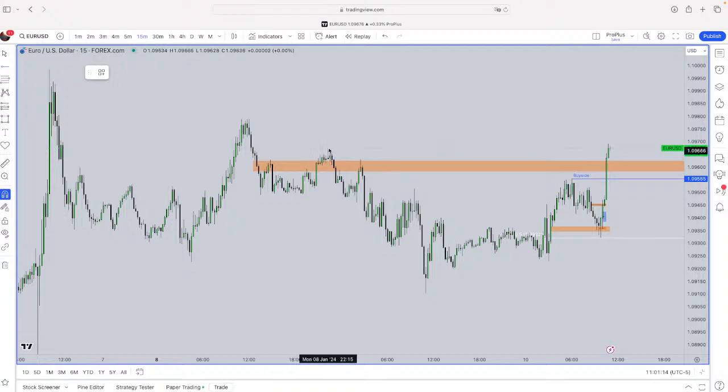Is this around this high yet? Yeah, it has. So just keep an eye on this inefficiency here. Don't know where price is trading inside of it now.